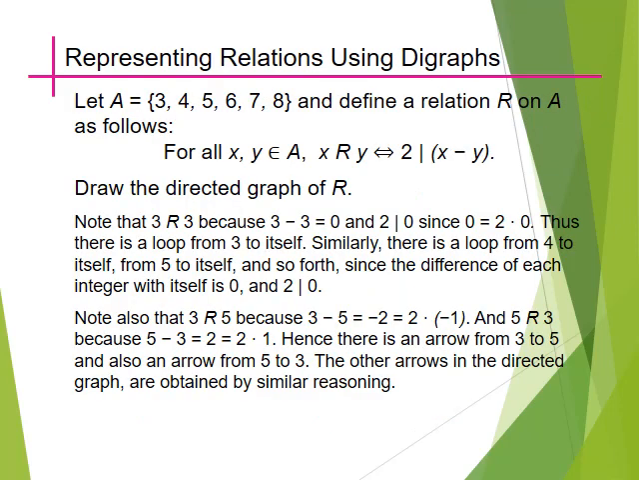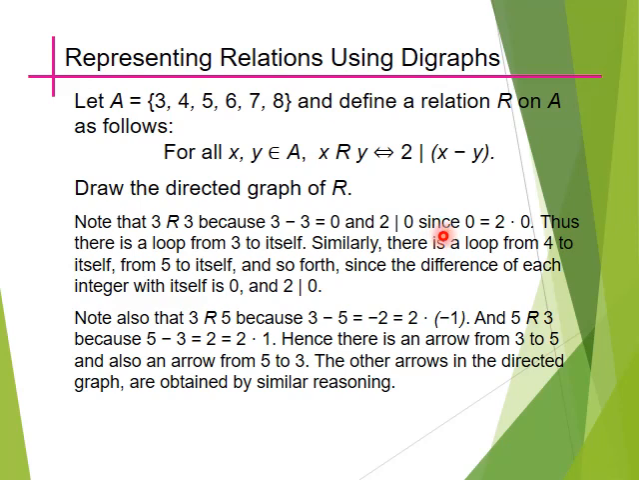Right? Now come to this example. Let we have some set A, 3, 4, 5, 6, 7, 8 and define a relation R on A as follows. For all x, y belonging to the set A, x is related to y if and only if 2 divides x minus y. Draw the directed graph of this relation R. So if we see which elements are related in this set A, those are 3 is related with 3 because 3 minus 3 is 0 and 2 divides 0.